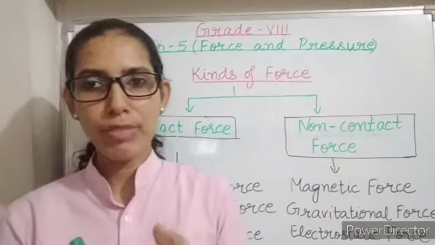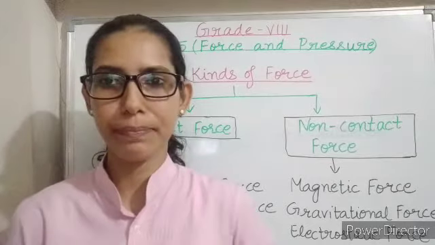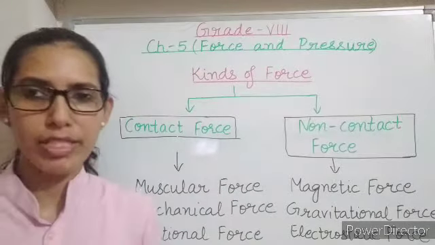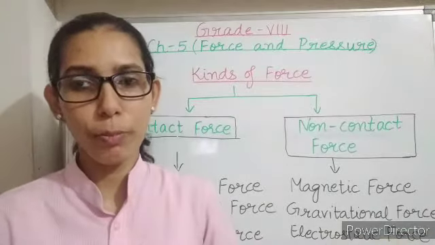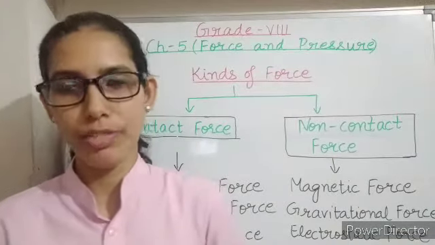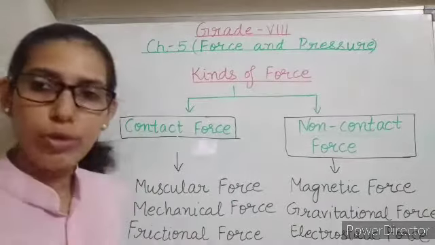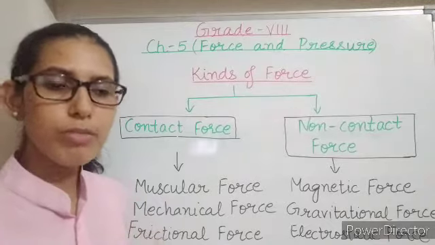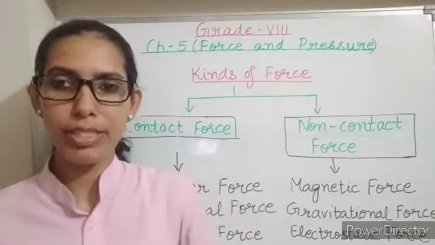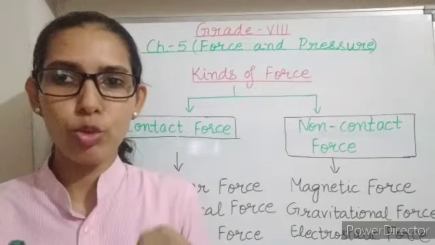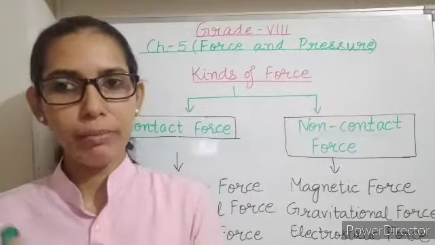Friction comes into picture when two objects are in contact, and at least one of them is in motion. Frictional force always acts opposite to the direction of motion of the object. So frictional force is also a contact force, because it comes into picture only when two objects are in contact, and at least one of them is in motion.